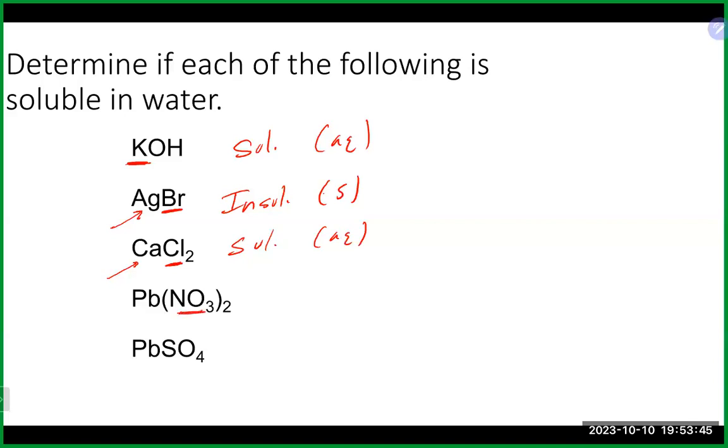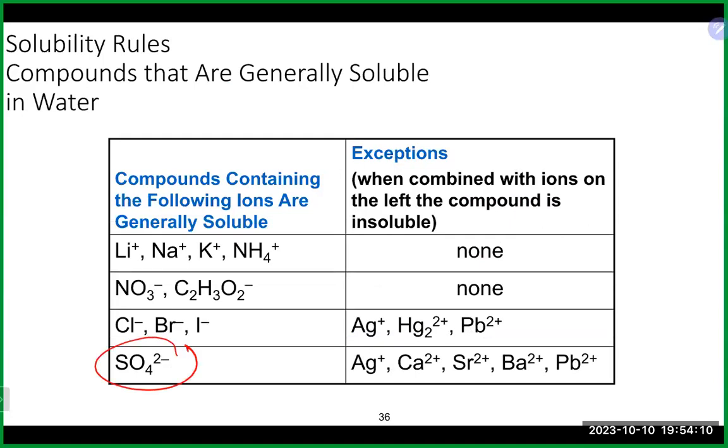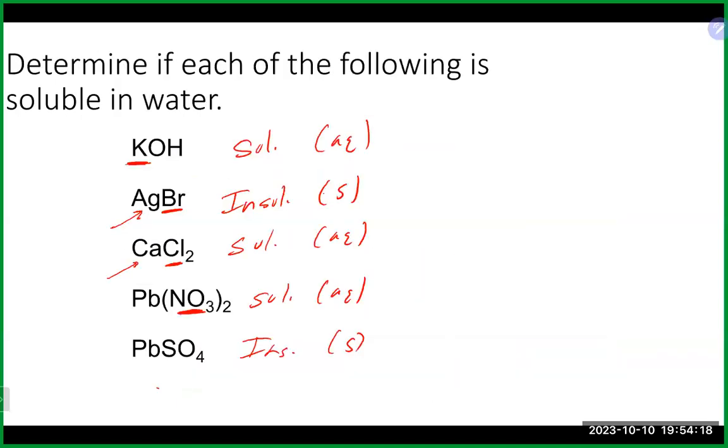Lead II nitrate, as we saw earlier, as soon as I see that nitrate, it is soluble in everything, which means it should be aqueous. And lastly here, our lead II sulfate is going to be insoluble, yes, which will make a solid. Again, if we look at sulfate, where is sulfate? Right there. Soluble in everything except for lead, which is one of the exceptions, so it will be a solid in this case. Any questions on how to use solubility rules here?